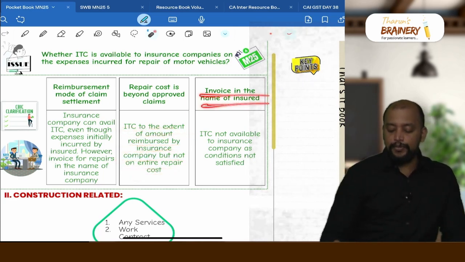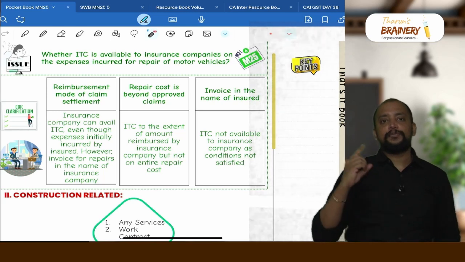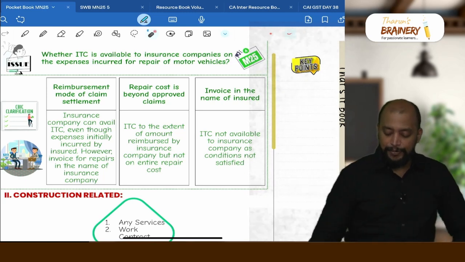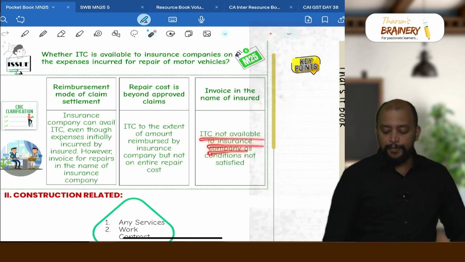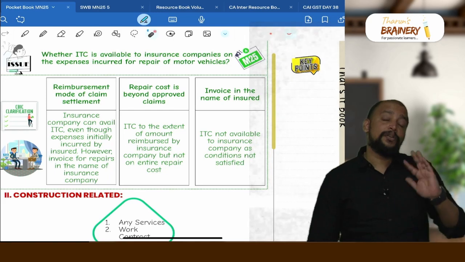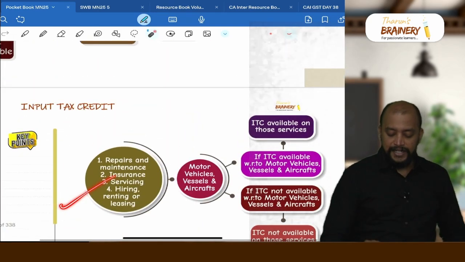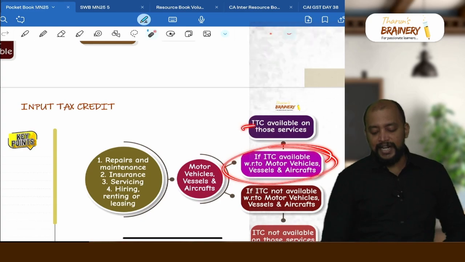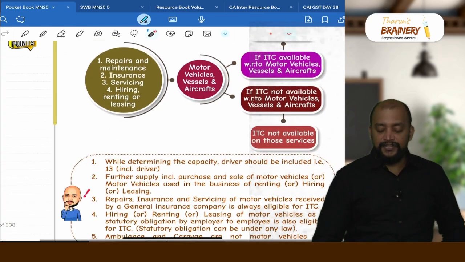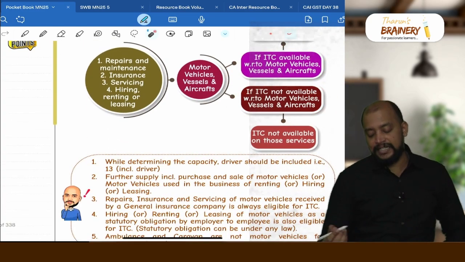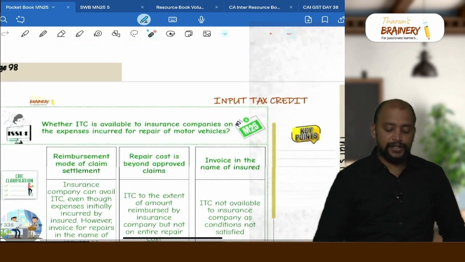Then, if the invoice is in the name of the insured, definitely ITC cannot be availed by the insurance company, as the conditions are not satisfied. But what about the insured? It depends. Insurance is one of the inward supplies. If the motor vehicle is eligible for ITC, ITC is available on insurance. If the motor vehicle purchase is not eligible for ITC, then ITC is not available on insurance services.